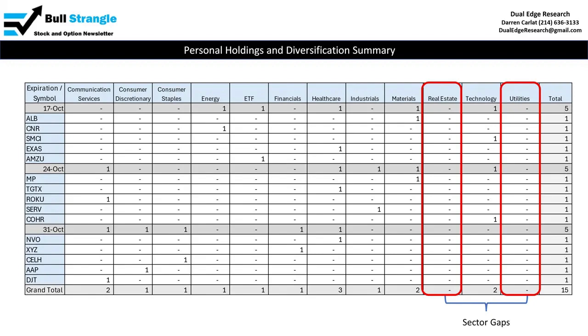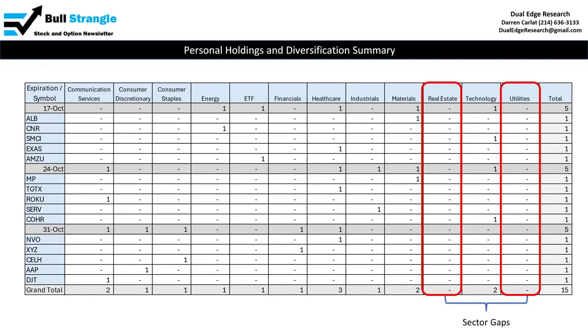The first step is to evaluate the current portfolio composition. Each stock currently held in the bull strangle strategy is categorized by sector, such as technology, healthcare, energy, or consumer discretionary. This sector mapping highlights where the portfolio is heavily concentrated and where it may lack representation. The goal is to maintain diversification so that the strategy is not overly dependent on any single market segment.